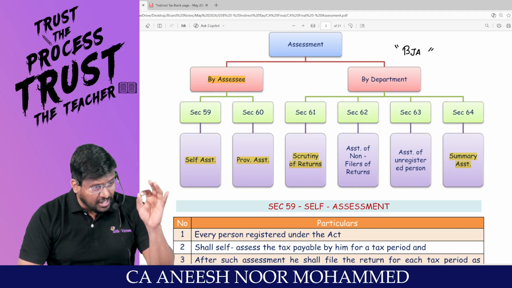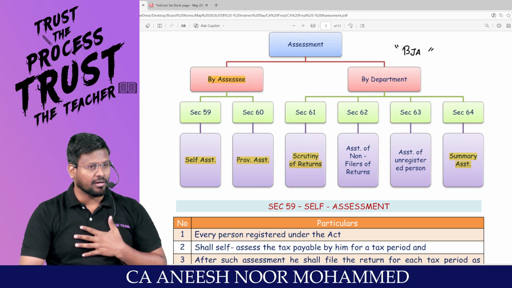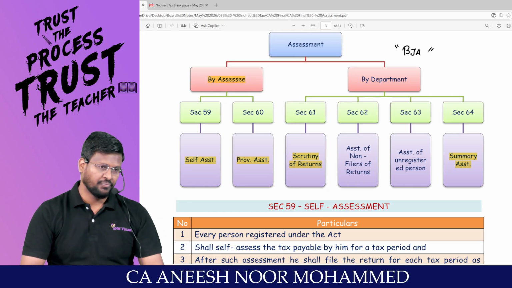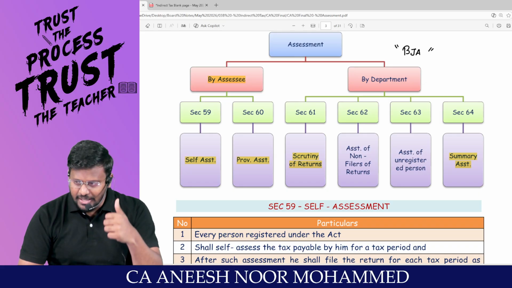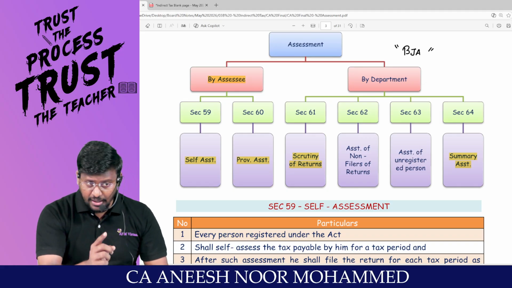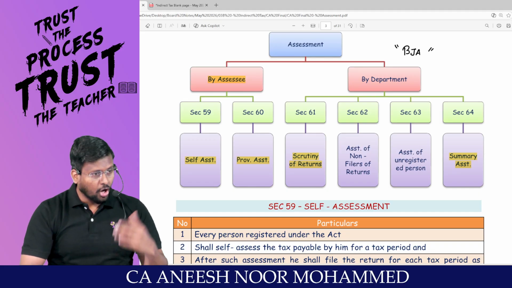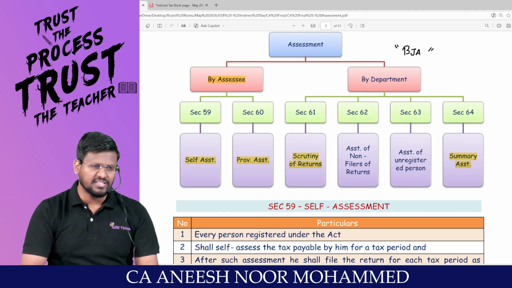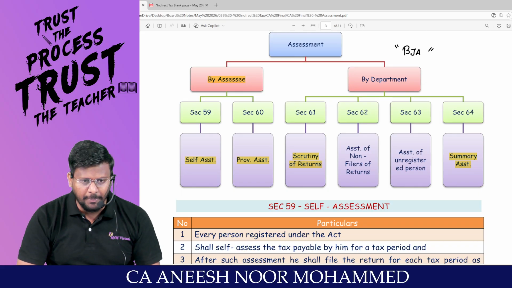So we can say or consolidate that there are two assessments done by the taxpayer: self-assessment under section 59 and provisional assessment under section 60. There are 4 assessments done by the department. For the right person, scrutiny of return under section 61. If you are a non-cooperating assessee, in the sense if you are a non-filer of return, under section 62, and assessment of unregistered person under section 63. In urgent cases, summary assessment will be passed under section 64.